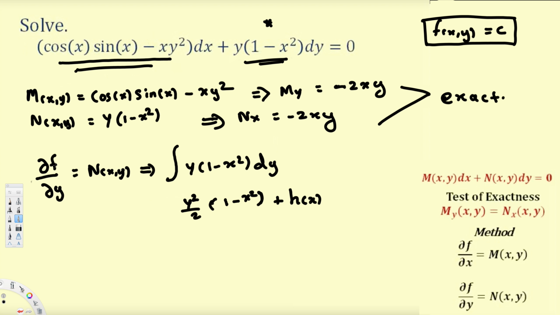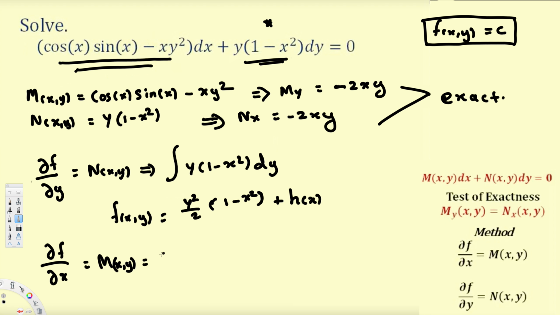We have dealt with the partial derivative of f with respect to y, and the partial derivative of f with respect to x is M of x, y, and that's going to be equivalent to the derivative of this one with respect to x. Before, we integrated this one with respect to y, now we have to find the derivative of whatever solution we have. This is f of x, y, and we have to find the derivative of this with respect to x, and we treat y as a constant.